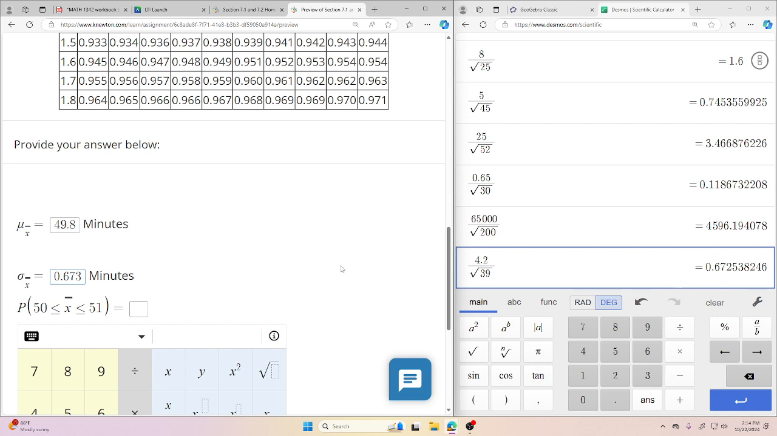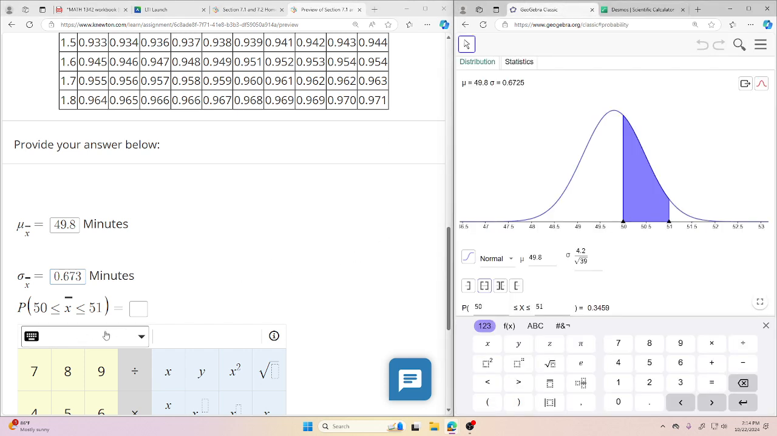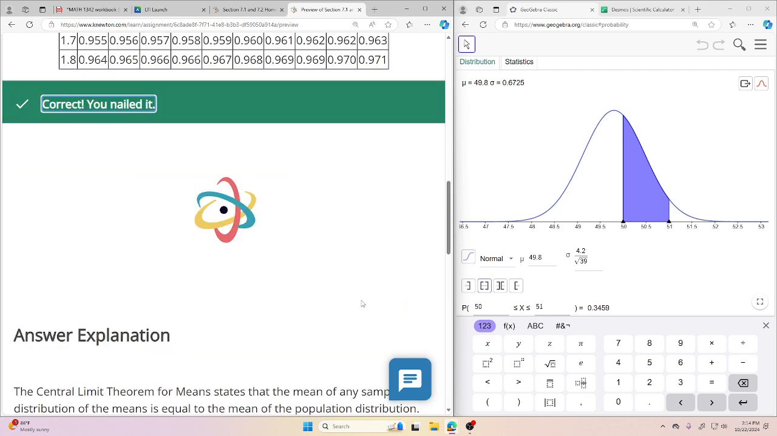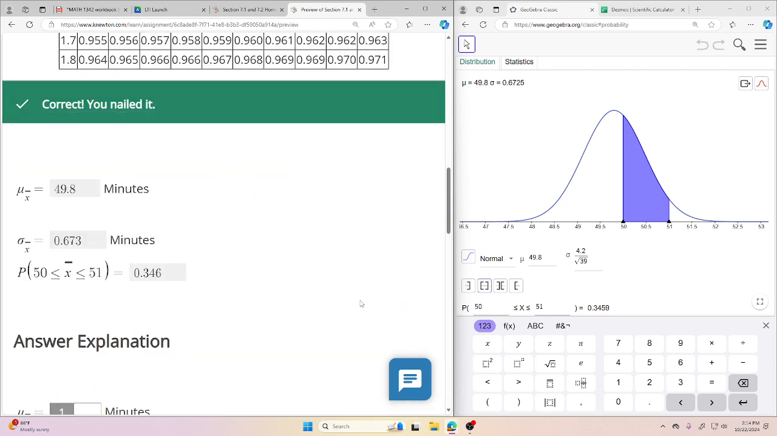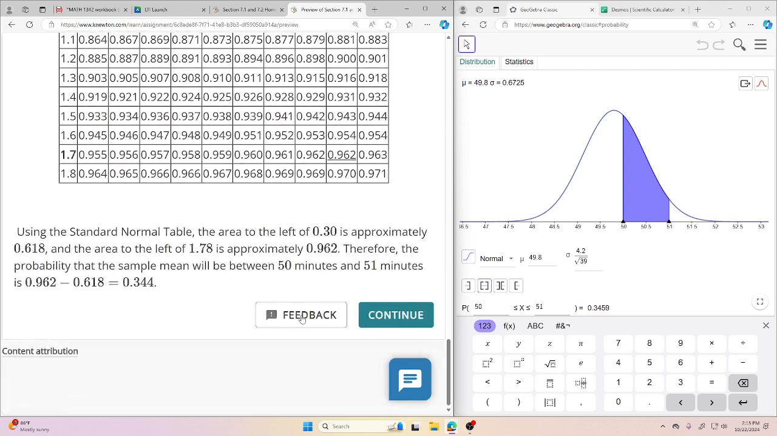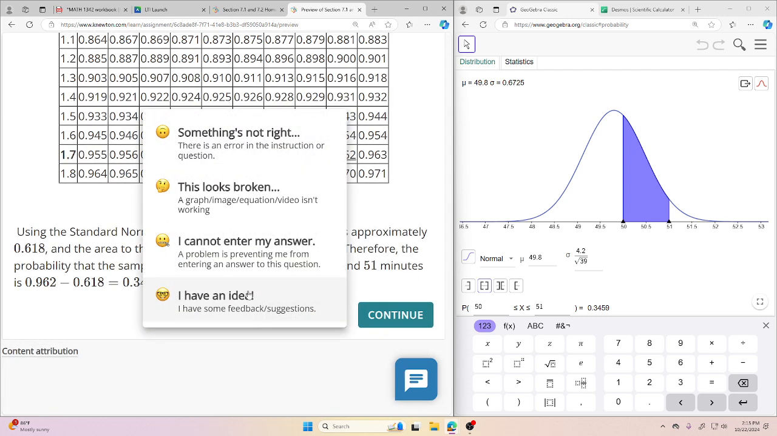Man, they keep going back on their word. One time it's 2 decimals, the next time it's 3 decimals. They just don't like us. It's like Newton wants us to fail. But no, we're going to show Newton. You know what I'm going to do? Do you ever do this? I'm going to send some feedback. Yeah, I'm going to do it.